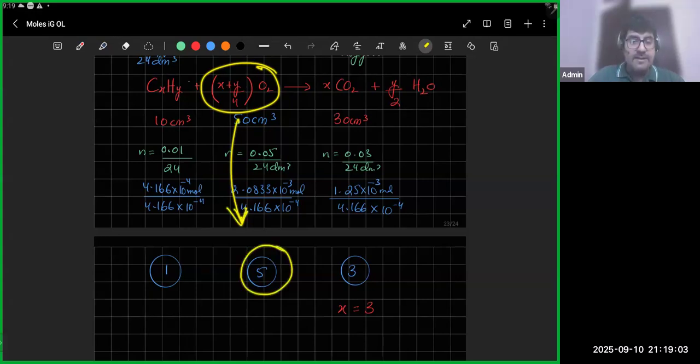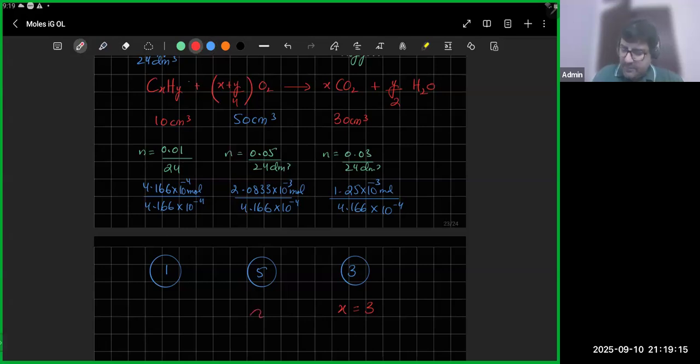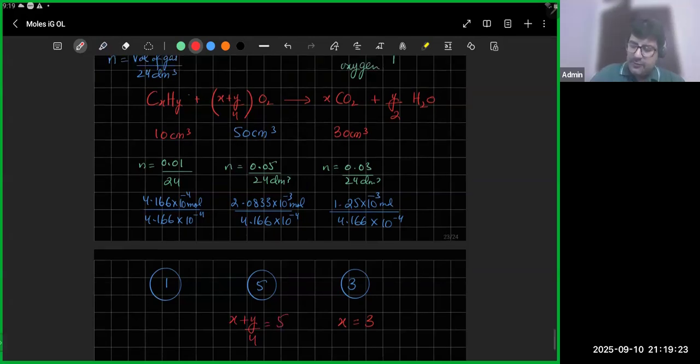What are my calculations saying? I should have 5 oxygens. So that means this X plus Y by 4 should be equal to 5. There should be 5 oxygens over here. ठीक है, इसके ऊपर लिख भी देता हूँ. There should be 5 oxygens, 3 carbon dioxides, and just one hydrocarbon. That's what my mole ratio is saying. So all I need to do now is solve for X and Y.